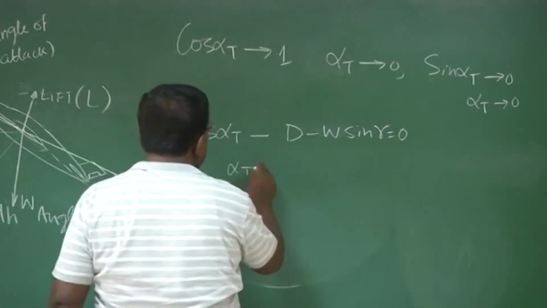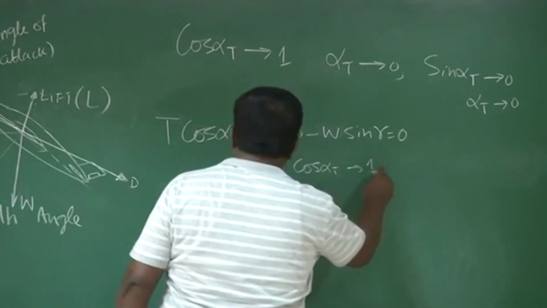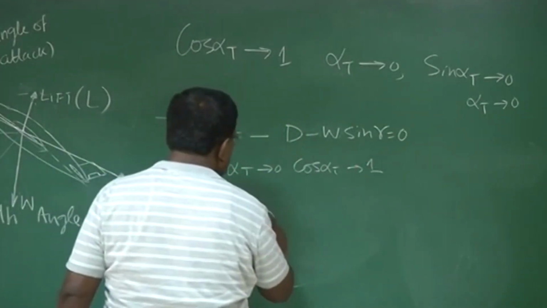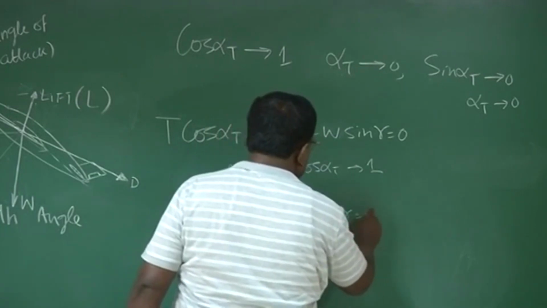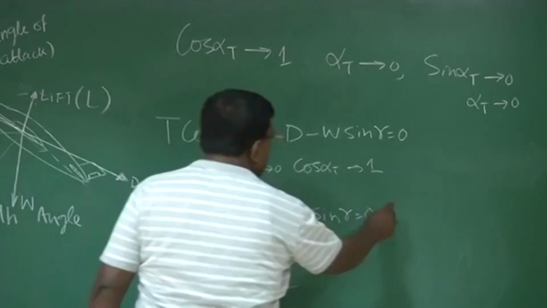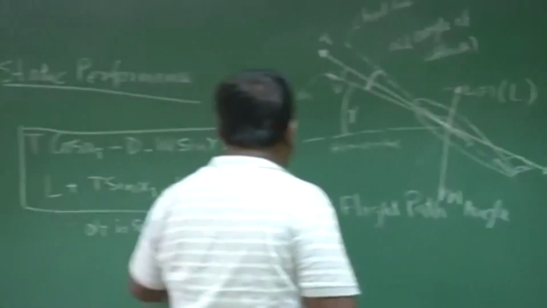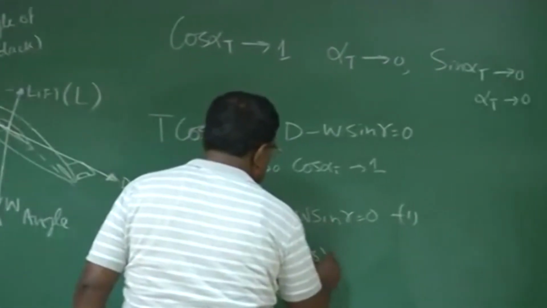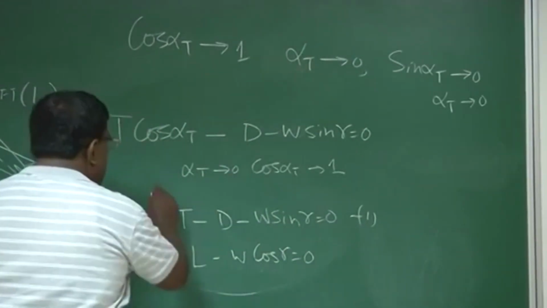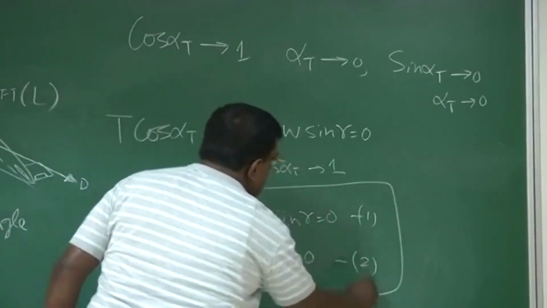If alpha t is 0, cos alpha t tends to 1. This gives me T minus D minus W sin gamma equal to 0. And the second equation, I get L minus W cos gamma equal to 0. This is the second equation.